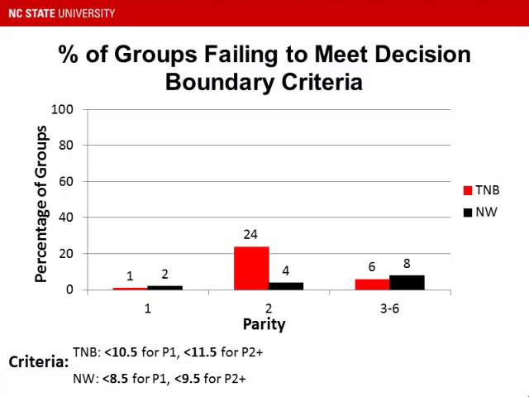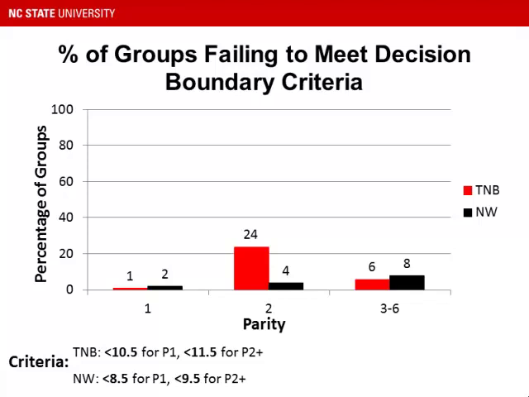So then we began evaluating the groups and traits that failed the decision boundary criteria. This graph shows the percentage of contemporary groups that failed the decision boundary criteria for total number born in red and number weaned in black. As a reminder, per the decision boundary criteria, first parity sows should have no less than 10.5 piglets born per litter and no less than 8.5 piglets weaned. Parity 2 sows and up should have no less than 11.5 piglets born per litter and 9.5 piglets weaned.